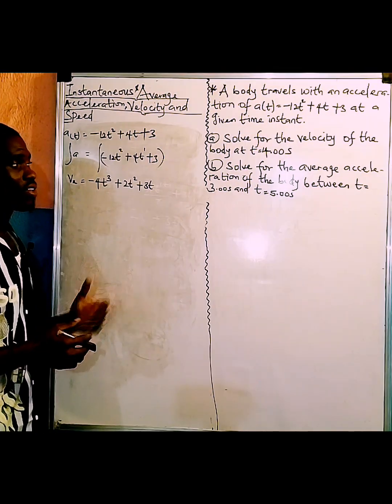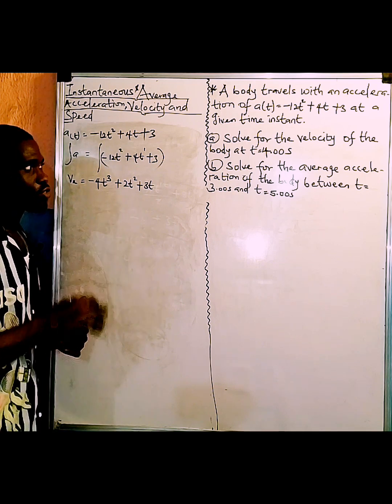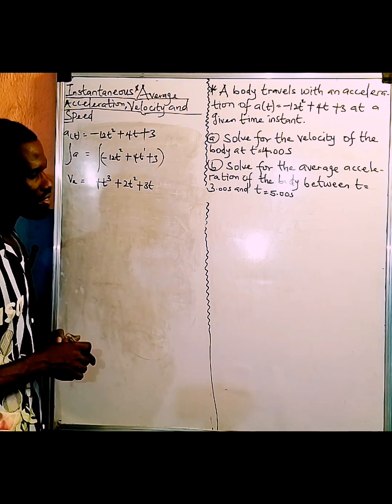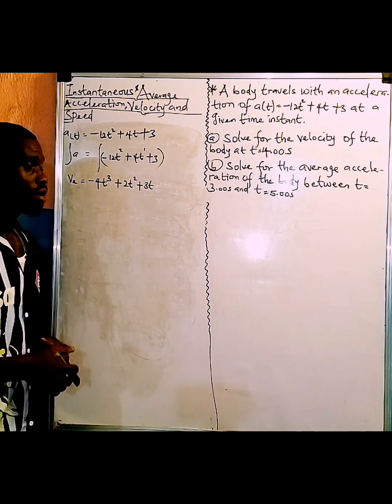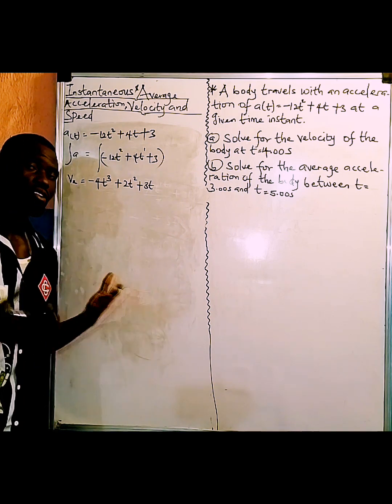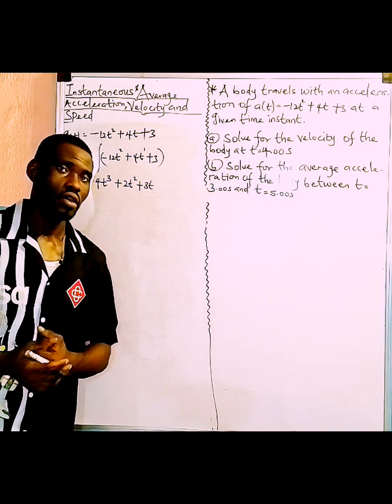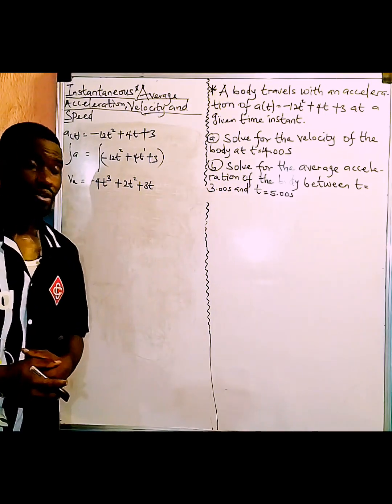Okay, let's look at the second sub-question for question 2. Now we're asked to solve for the average acceleration of the body between time 3 seconds and time 5 seconds. How do we solve this? It's very, very simple for us to get our average acceleration.